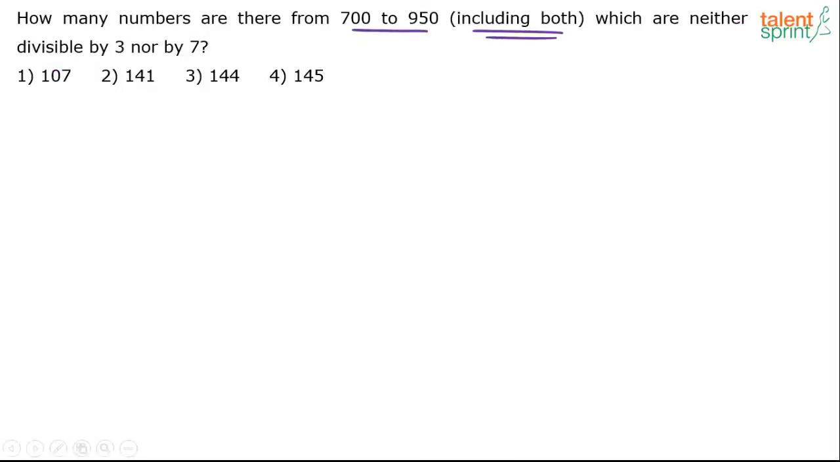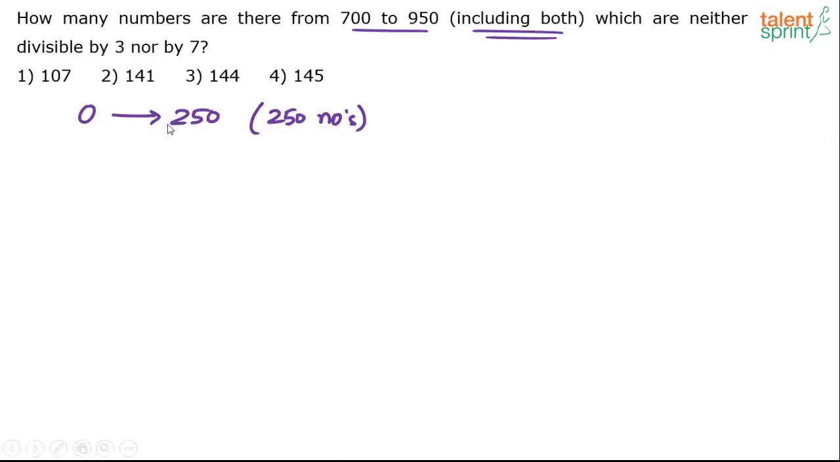Now, for the sake of simplicity, instead of taking 700 to 950, let me take 0 to 250, for example. Instead of taking this range of 700 to 950, let's take 0 to 250. That means total 250 numbers. Now in these 250 numbers, how many are there which are neither divisible by 3 nor divisible by 7? Simple, you have to just go by divisibility rules, right?